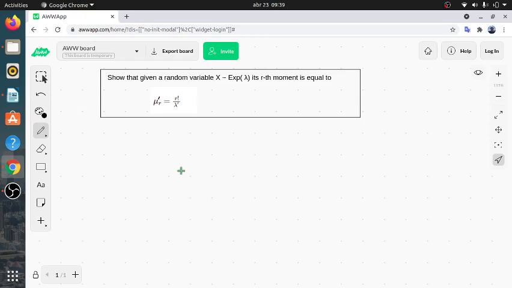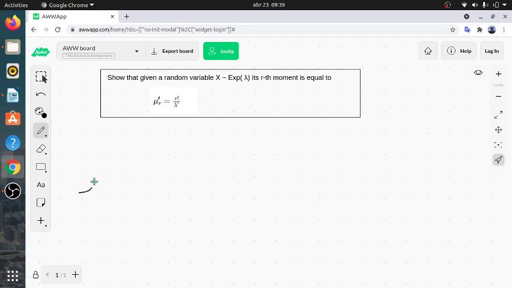What we are going to do today is give a little proof of how we can show that, given a random variable x with an exponential distribution with parameter lambda, the rth moment is equal to this formula: mu prime sub r equals r factorial divided by lambda to the power r. So let's start.